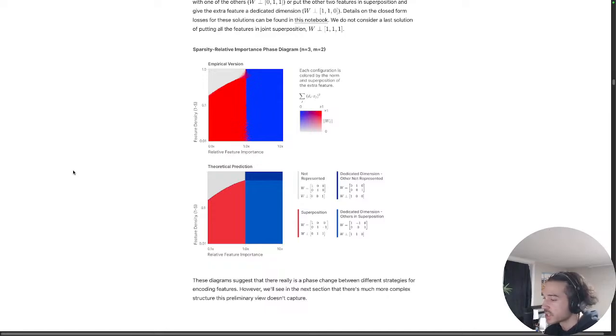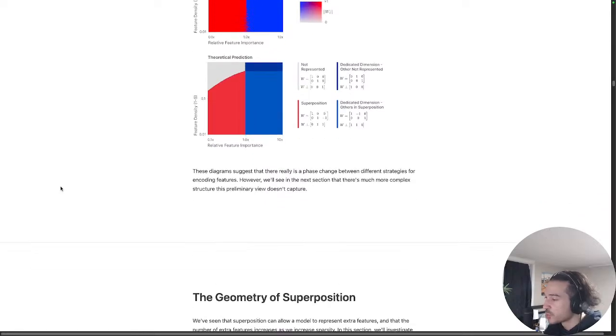These diagrams suggest that there really is a phase change between different strategies for encoding features. However, we'll see in the next section that there is much more complex structure this preliminary view doesn't capture.